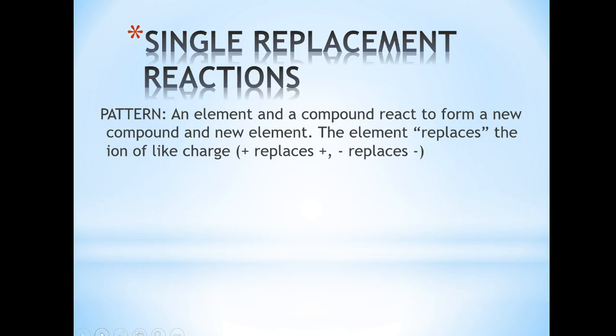All right, single replacement. This is an easy one to get mixed up with combustion because they have a lot of similarities. In a single replacement, you have an element and a compound come together. So one capital letter, and two or more capital letters. That's what you're looking at. And they form a new compound and a new element. The rule is the element, the one that's all by itself, replaces the ion of like charge. We'll talk about that more later. The positive replaces a positive, or the negative replaces a negative.